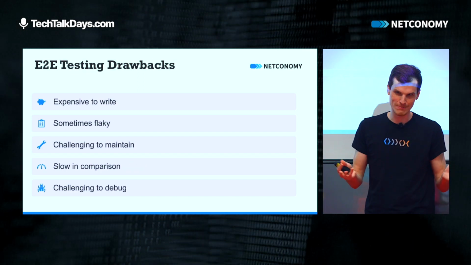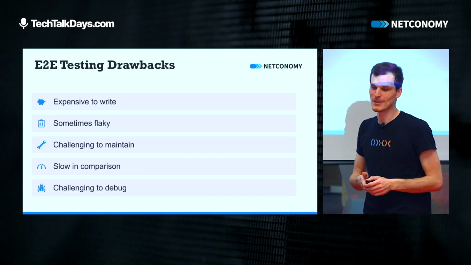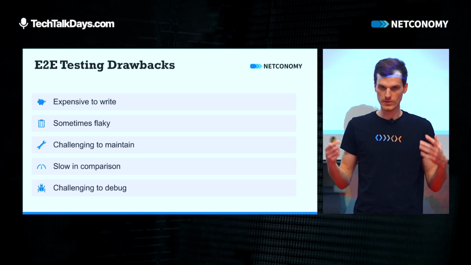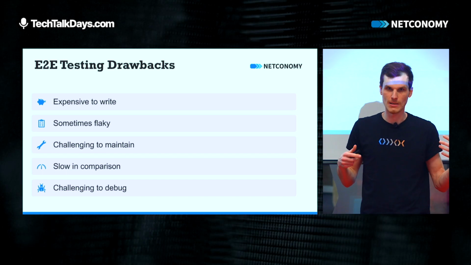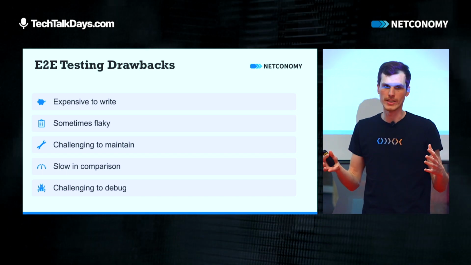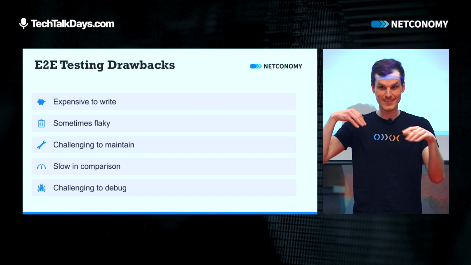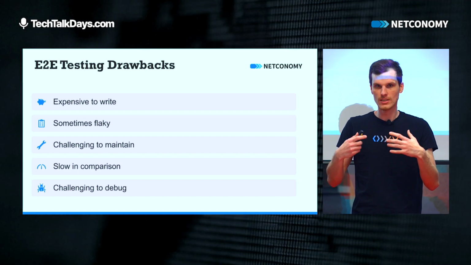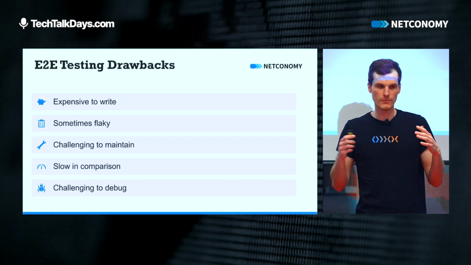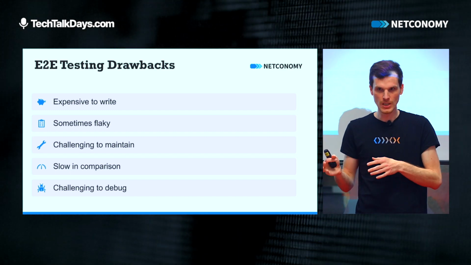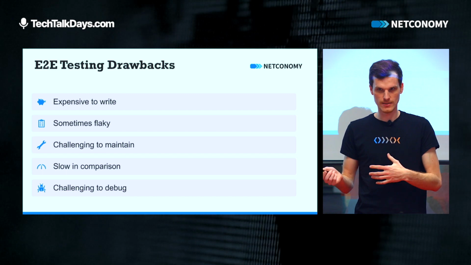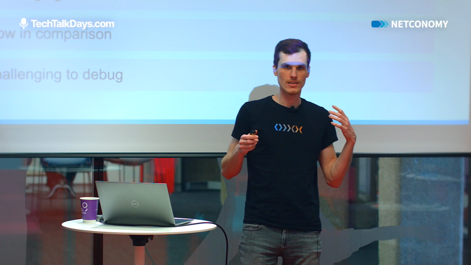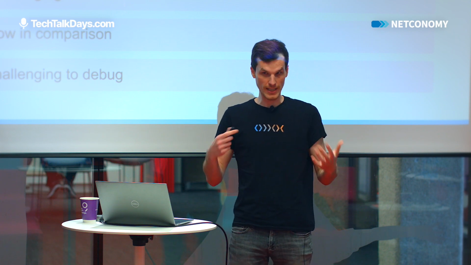But like with everything, there are also some drawbacks to end-to-end testing. They usually take a longer time to write than, for instance, unit tests. They are sometimes flaky. Flaky meaning that they fail on one day and then they succeed on the other and so on. And they are quite challenging to maintain, since if your application evolves over time, you have to constantly adapt the end-to-end tests to those changes. They also take a longer time to execute.